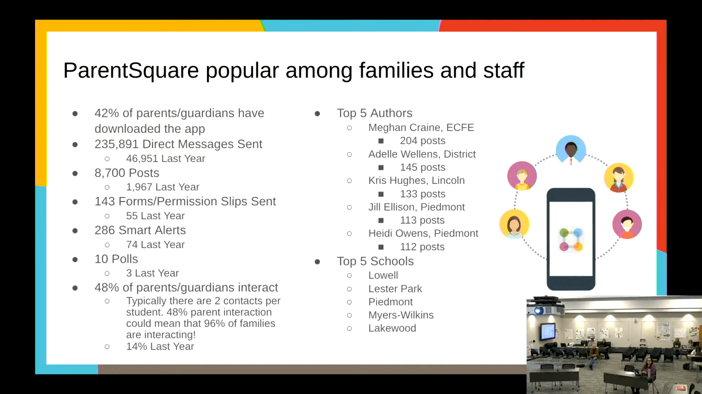So as you can see, 42% of parents and guardians have downloaded the app. We have sent out over 200,000 direct messages. There have been over 8,000 posts, 143 forms or permission slips, 826 smart alerts. Those alerts are mostly if we call one of our I Love You Guys standard response protocols. And then 48% of our parents and guardians interact, and there's typically 2 contacts per student, so that could mean that 96% of our families are interacting.